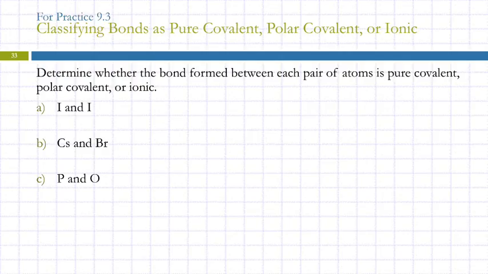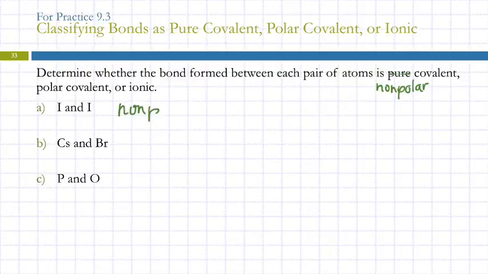So this is what we should be able to do. Classify these. I should really just change the slide. Not pure, we're going to call that nonpolar. Nonpolar covalent, polar covalent, or ionic. So bond between iodine and iodine. Nonpolar covalent, right? They're the same.